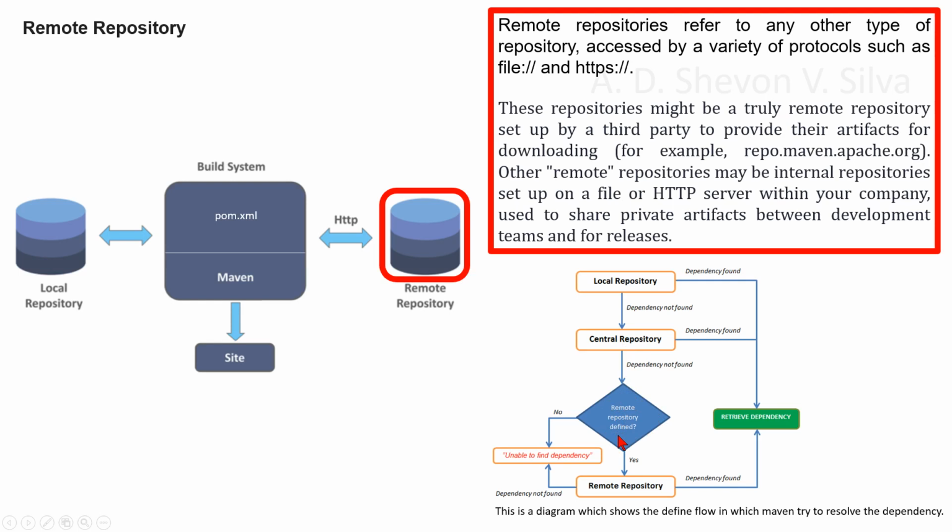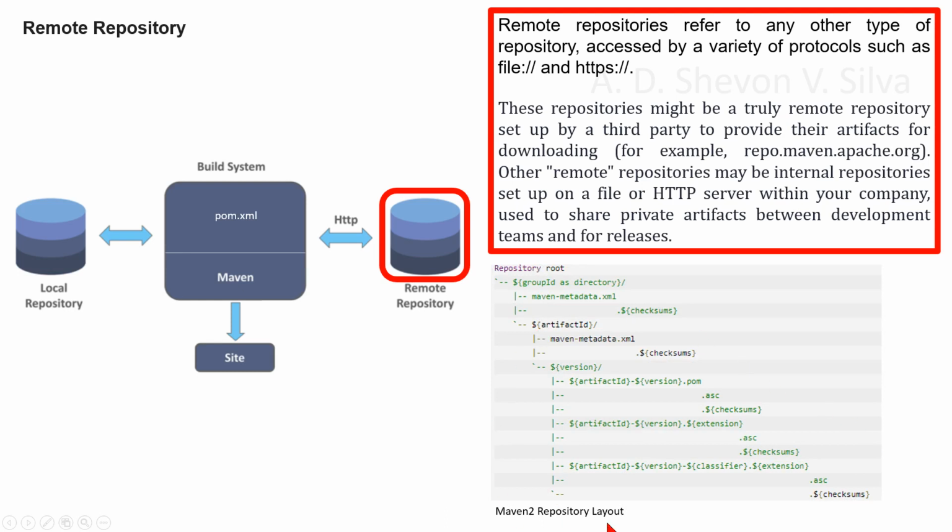If a remote repository is defined, it's connected to the remote repository. If it is not, it's connected to unable to find dependency. And also, if the dependency is not found in the remote repository, it's connected to unable to find dependency, and if the dependency is found in the remote repository, it is connected to retrieve dependency.